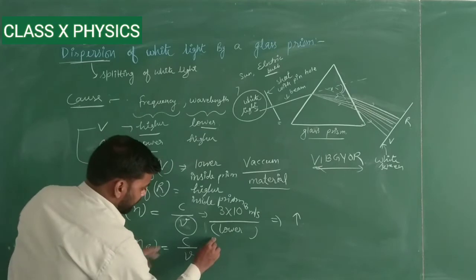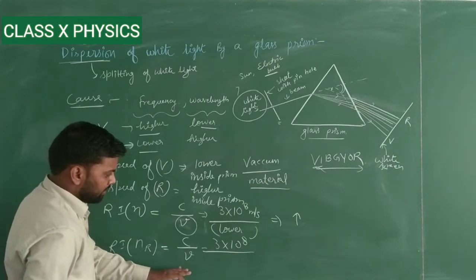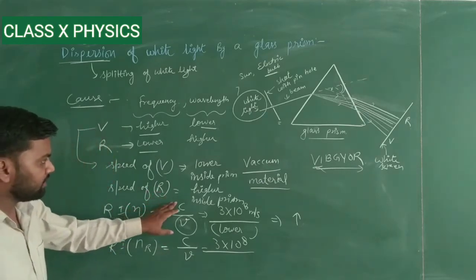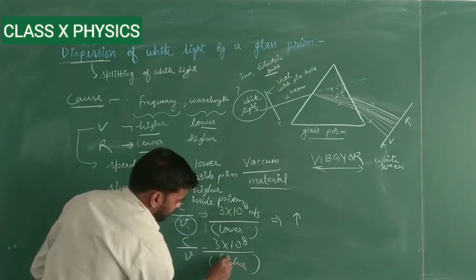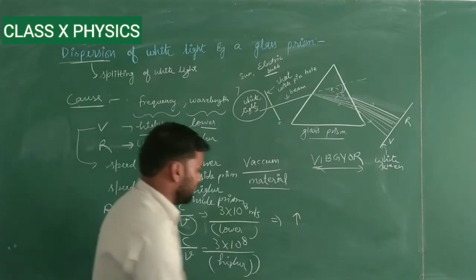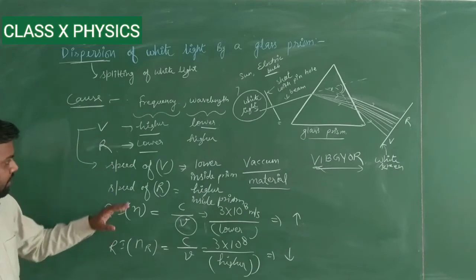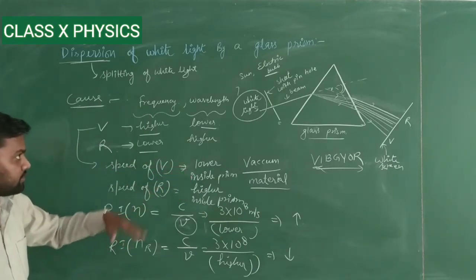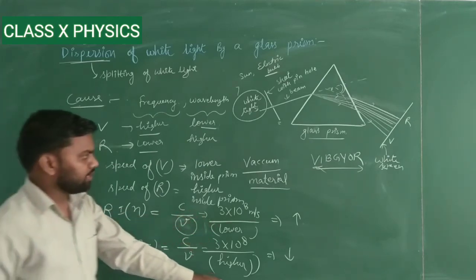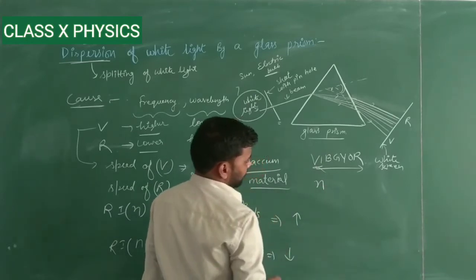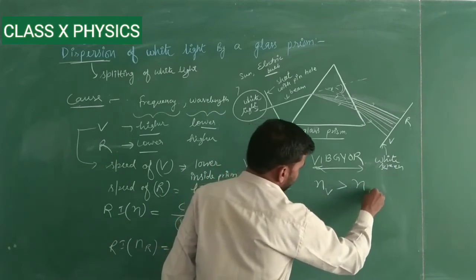But in the next case, the speed of light is 3 into 10 to the power 8 meter per second, and the speed of red color is higher inside the prism. If it is higher, then definitely we will get the lower value. So we can see from here that the refractive index of the violet color inside the prism is higher and that of the red color is lower. We can write that the refractive index of violet color is greater than the refractive index of red color.